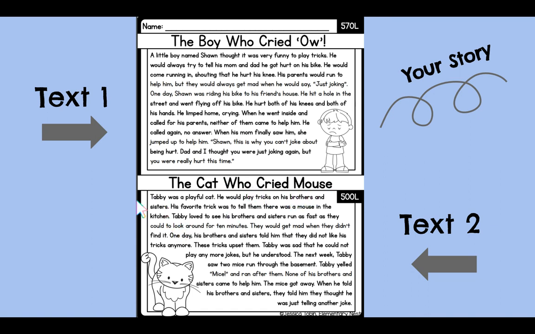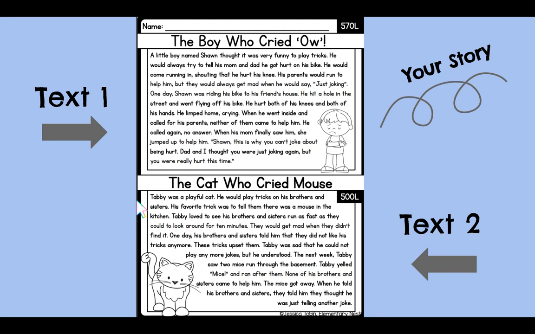Tabby was a playful cat. He would play tricks on his brothers and sisters. His favorite trick was to tell them there was a mouse in the kitchen. Tabby loved to see his brothers and sisters run as fast as they could to look around for 10 minutes. They would get mad when they didn't find it. One day, his brothers and sisters told him that they did not like his tricks anymore. These tricks upset them. Tabby was sad that he could not play any more jokes, but he understood.